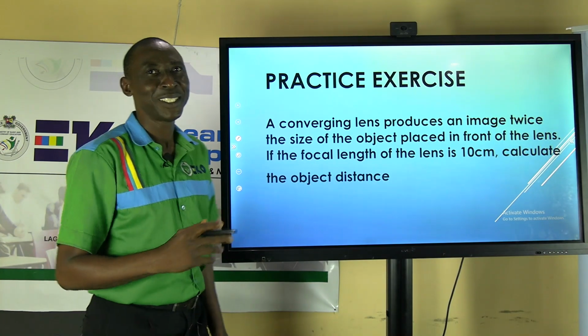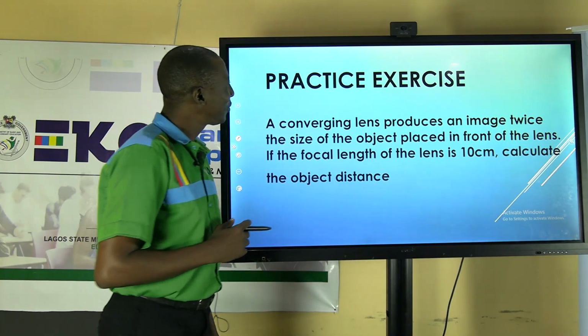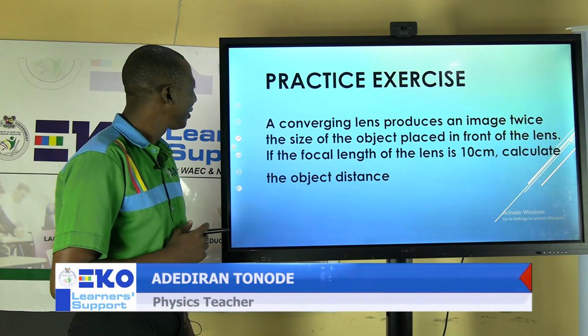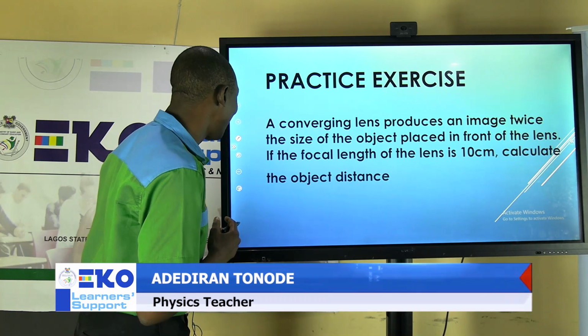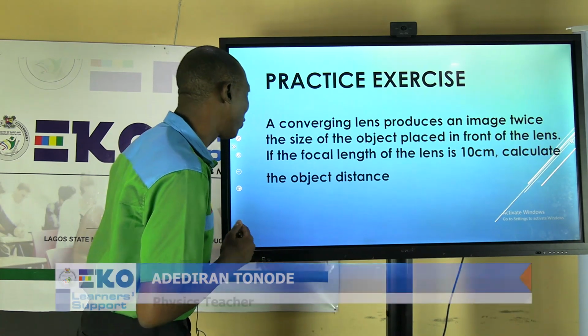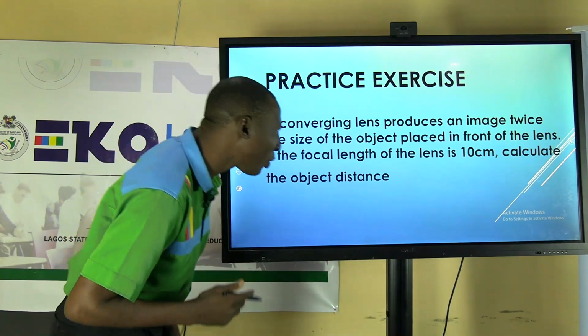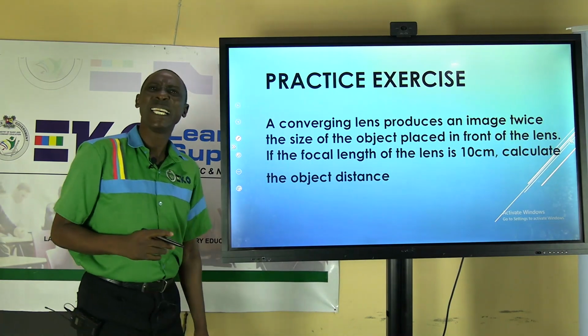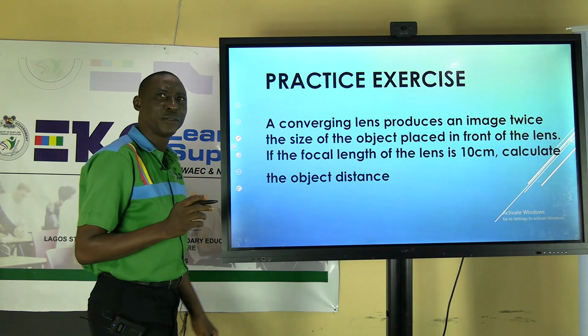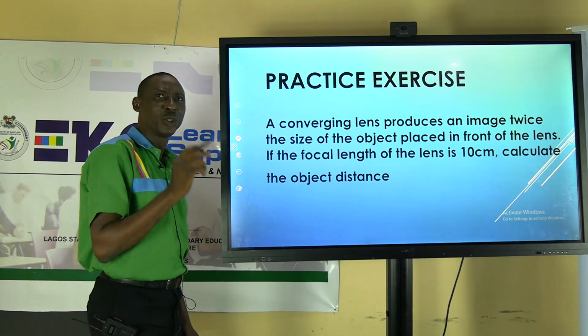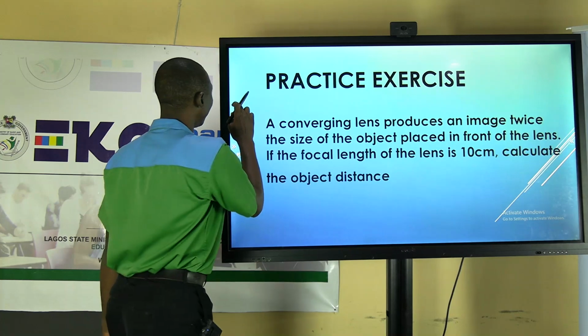Welcome back again. Let's look at the practice question. A converging lens produces an image twice the size of the object placed in front of the lens. If the focal length of the lens is 10 centimeters, calculate the object distance. Now I believe you have done justice, but let's check it.